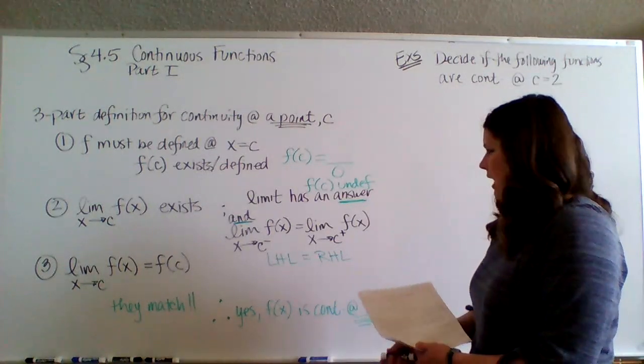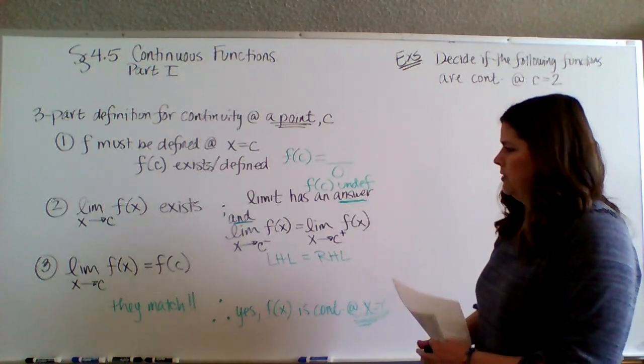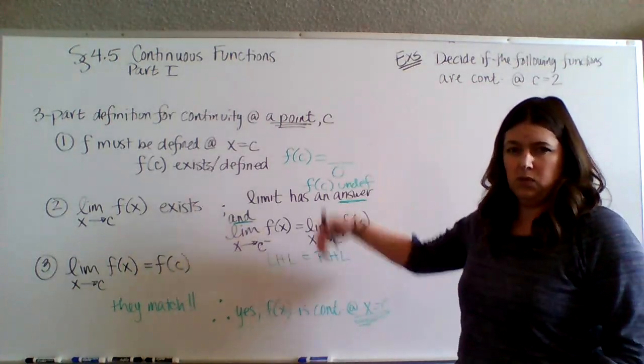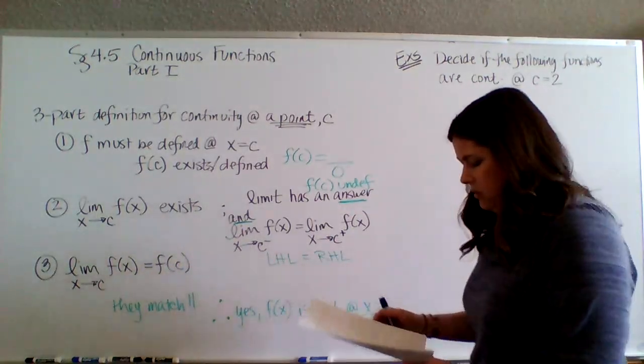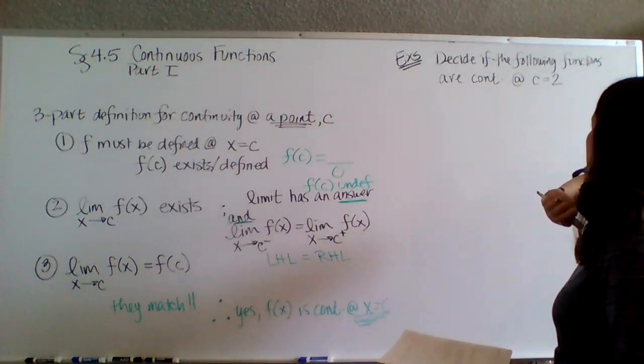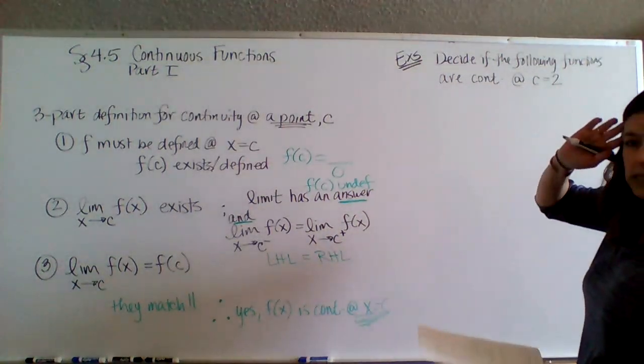Okay? So that's kind of what we're going into. So I'm going to try and keep this 3-part definition kind of up on the board so the notation's there as we keep going through the examples so we can keep referring to it. But we're going to start with examples that all have the same directions. So decide if the following functions are continuous at c equals 2.